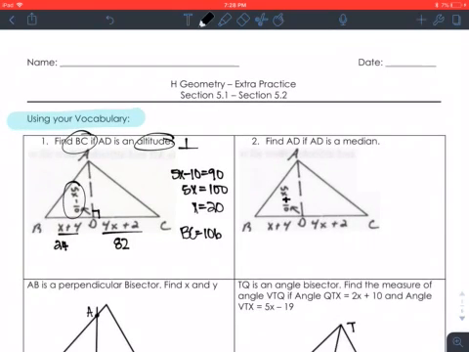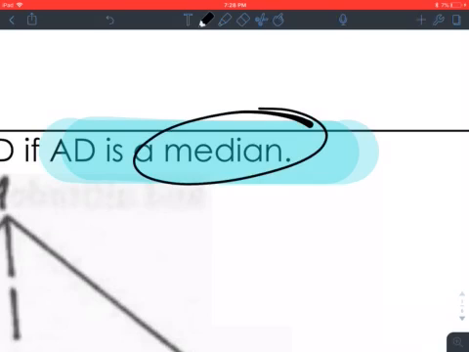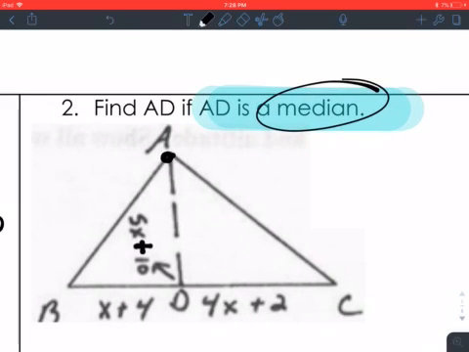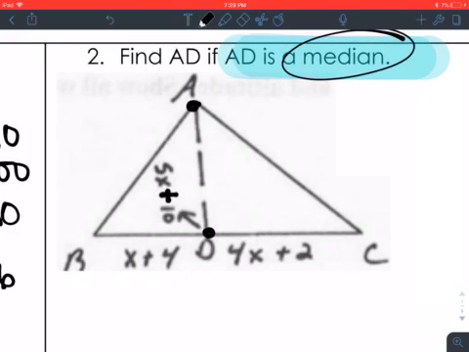The next one looks very similar to the other question. I've only changed one thing. This question is saying find AD if AD is now a median. What a median does is it takes the segment connecting a vertex to the opposite side at its midpoint. It's not drawn to scale, but with the fact that we know it's a median, I know that D is a midpoint, which means that those two segments are congruent.